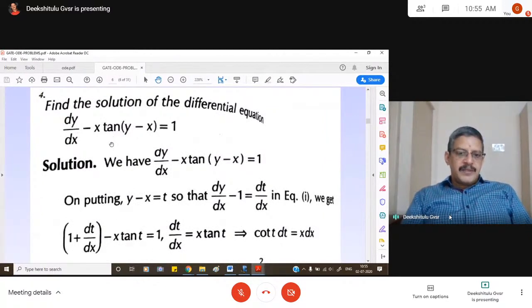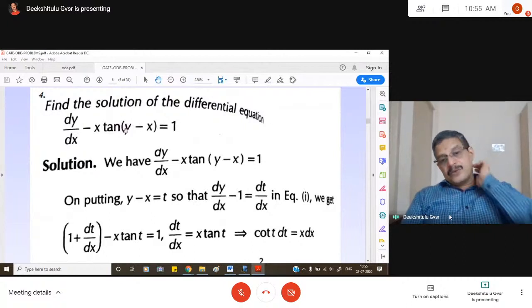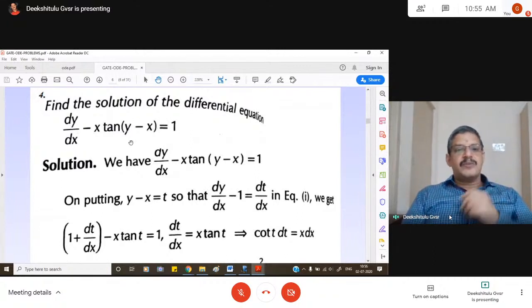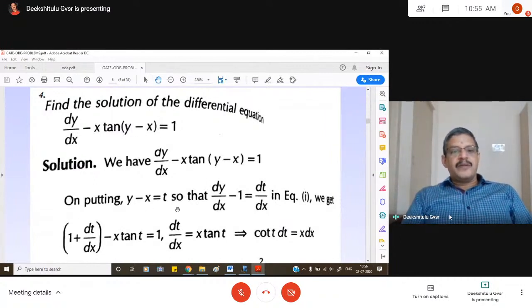Sometimes, see here, why this example is very typical is tan of y minus x. You cannot directly pull the x or y out of this tan function. So in such a case, what we can do is assume y minus x is equal to some t. So that becomes simply tan t. If you put y minus x is equal to t, then differentiating with respect to x throughout, this is dy by dx and the derivative of x with respect to x is 1, equal to dt by dx. That means you can change this equation completely into t.